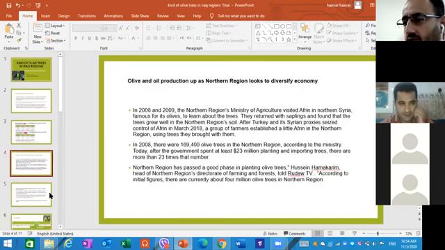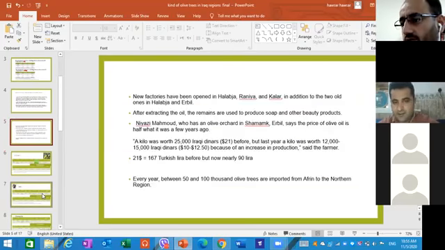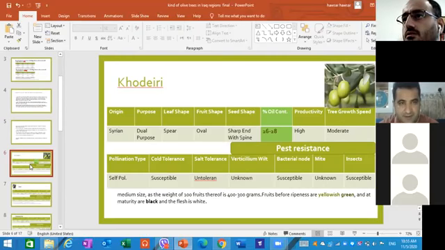Now between Iraq and Syria, every year between 50 and 100,000 olive trees are imported from Afrin to the northern region. I'm searching on the internet and I find some papers about Iraqi cultivars. I find just 10 types of cultivars in Iraq.